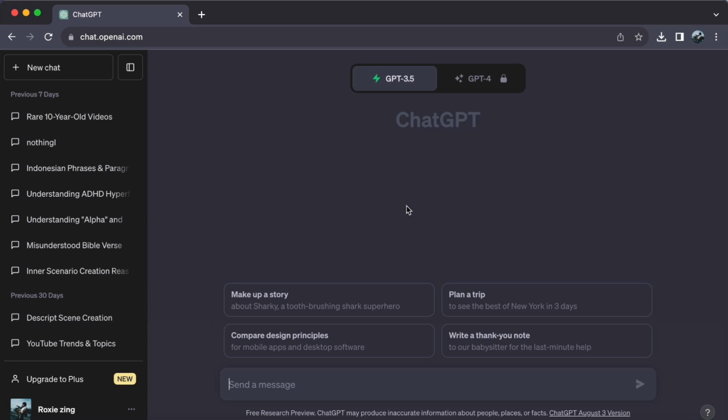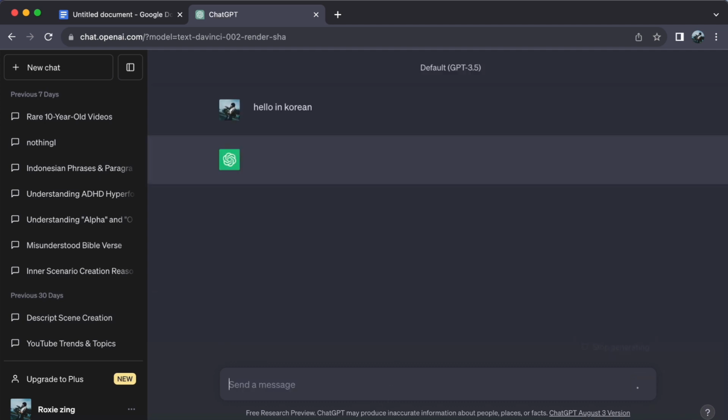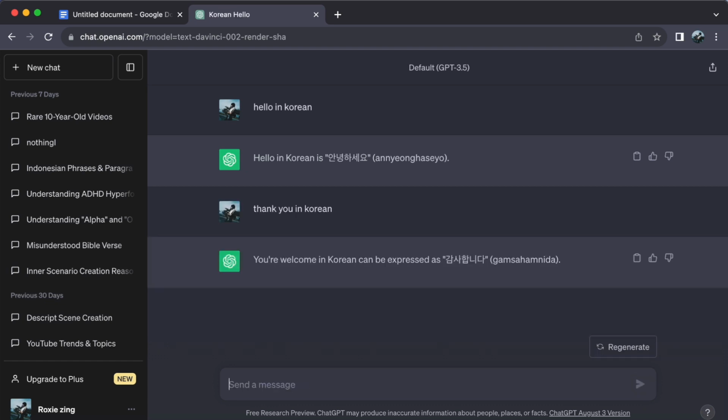Learning Korean with ChatGPT is like having a language tutor at your fingertips. Let's make the most of it. First, let's start with the basics. Learn essential phrases and greetings. You can type these phrases into the ChatGPT interface to get help with pronunciation and correct usage. For instance, ask ChatGPT how to say hello, thank you, or goodbye. Practice until you feel comfortable.